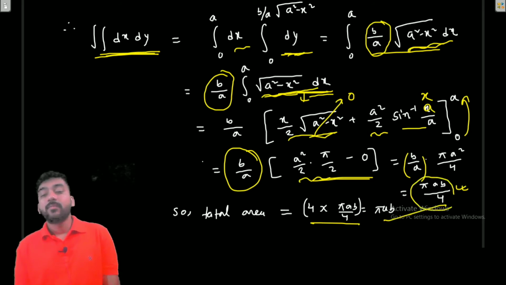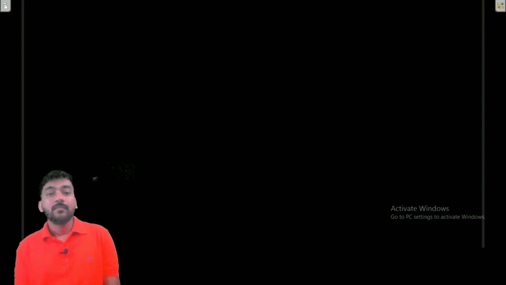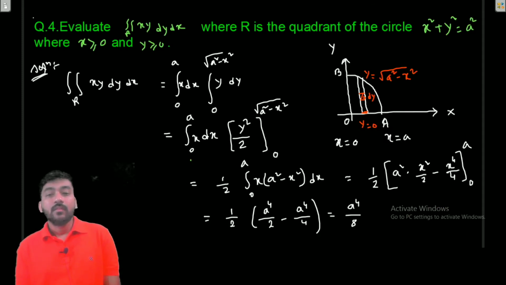So this result is very important, and we know the result, but it can be verified by this double integration like this. Okay, so now let me move to the next question also. Okay, so this is the question now.